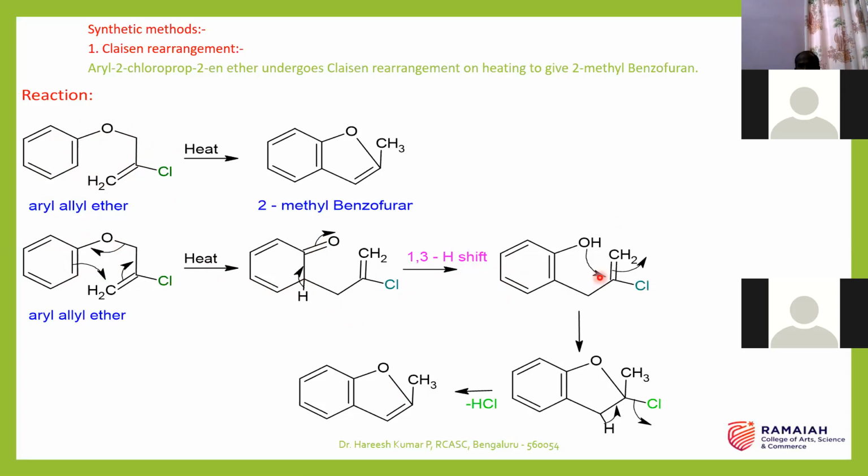1,3 sigmatropic shift, hydrogen shift. This is the one. And there will be a reaction between the lone pair or the bond pair and this electron deficient carbon. So this bonded pair is moving over, picks up this proton, forming this compound. Later on, elimination reaction. This bond pair is coming over, Cl will go out, forming a benzofuran compound. So with this, I will go to the next slide. Okay, I will move now.